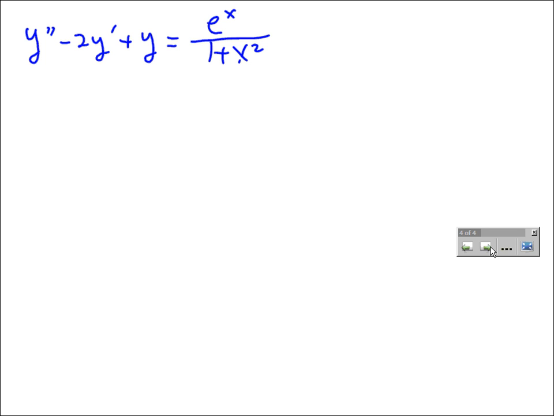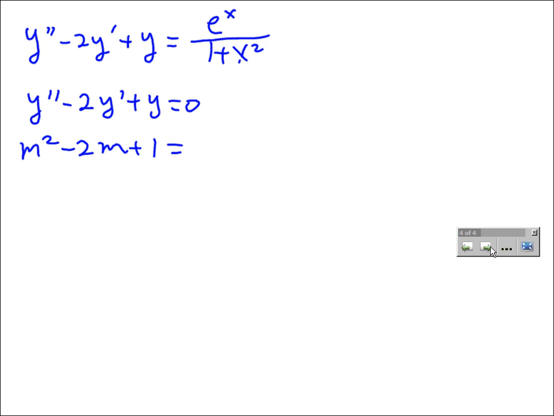Let's try yet another one. Suppose you have y double prime minus 2y prime plus y, and this is equal to e to the x over 1 plus x squared. Since it's y double prime and not 3y double prime, we leave it like it is. And then we write down the corresponding homogeneous equation. And the auxiliary equation will follow.